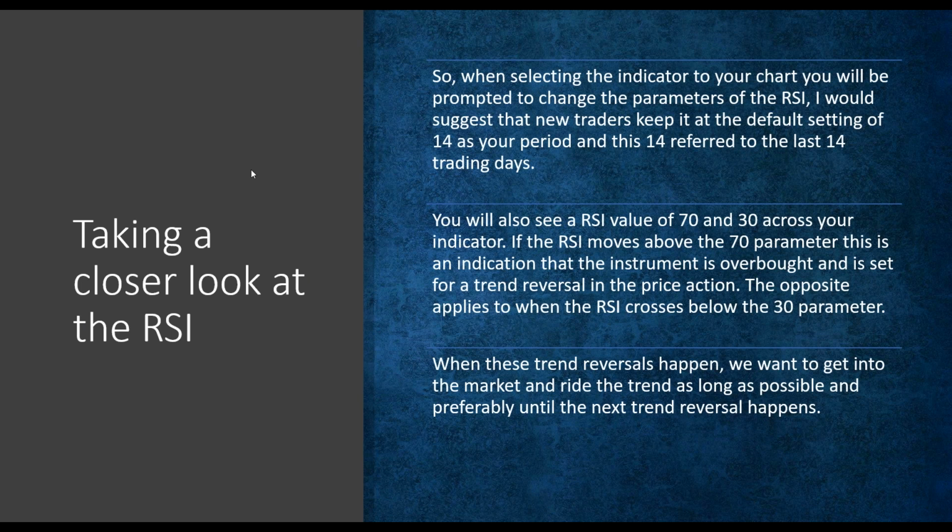So you will also see the RSI value of 70 and 30 across your indicator. If the RSI moves above 70, this is an indication that the instrument is overbought and is set for a trend reversal in price action. The opposite applies when RSI crosses below the 30 parameter. When these trend reversals happen, we want to get into the market and ride the trend as long as possible, and preferably until the next trend reversal happens.